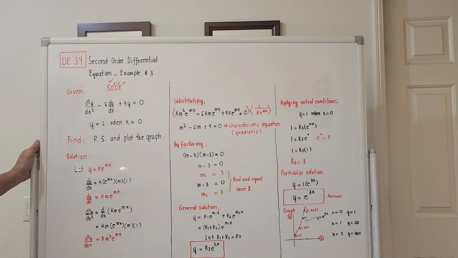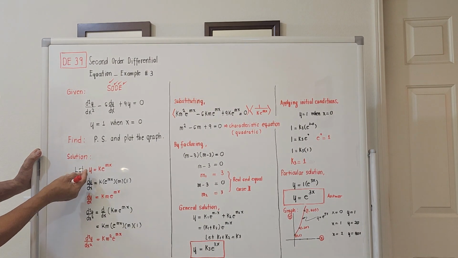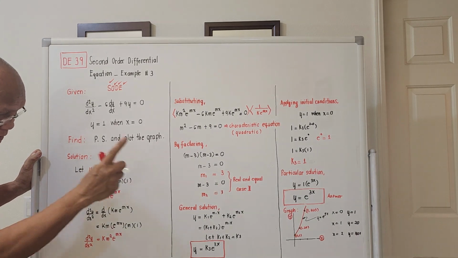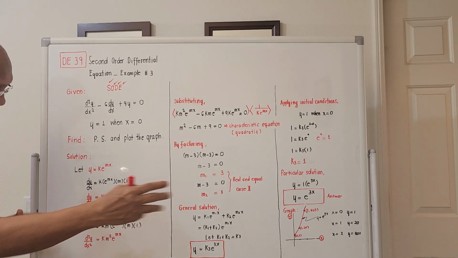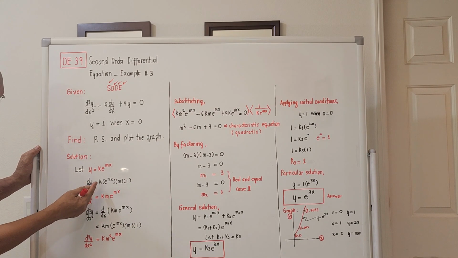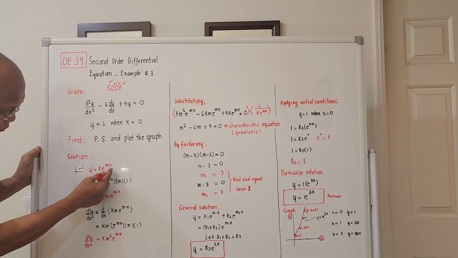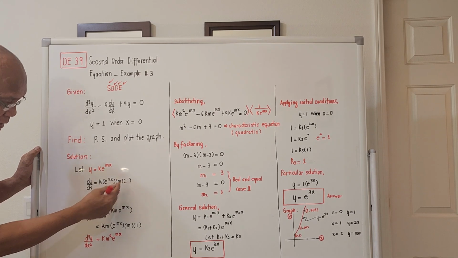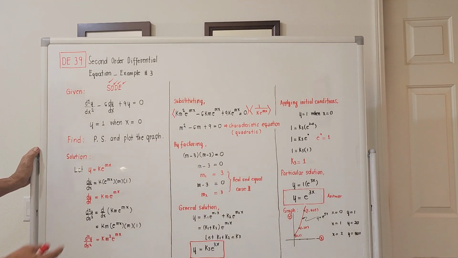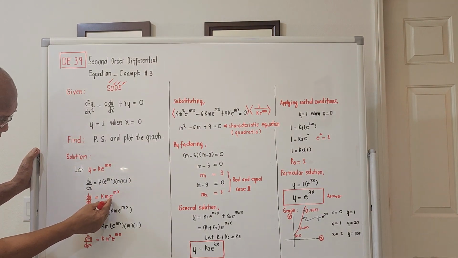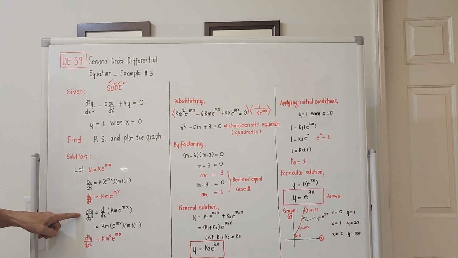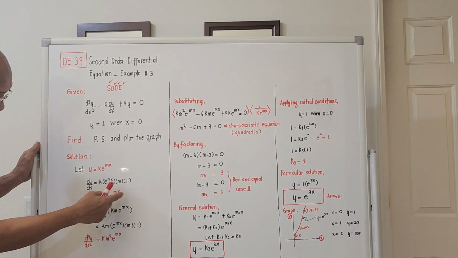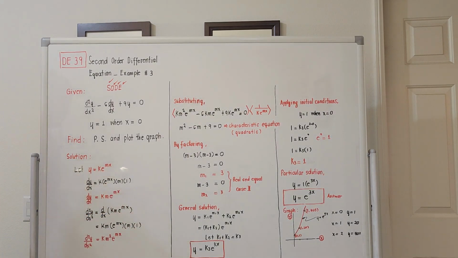Initially, let's compute dy dx. If we take the differential of y equal to this, it will be k times e to the mx times m times 1. Simplifying this, it will be km e raised to mx. That is dy dx equal to km e to the mx, after the differentiation.